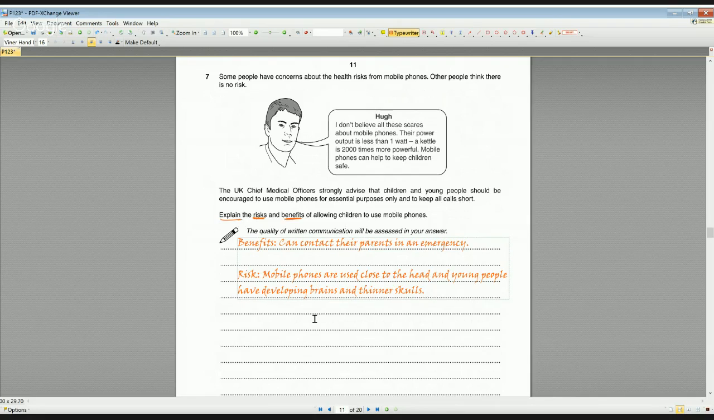Now that's an important point: to bring this not just about the general risks attached to mobile phones, but also specifically for young people. The brains of young people are developing; they might be more vulnerable, and the skulls of young people are thinner, which means that it might be more likely that any damaging radiation would get through to them. So if you're looking for 6 marks in this question, which would be an A or an A star answer, you need to be referencing the differences with young people.